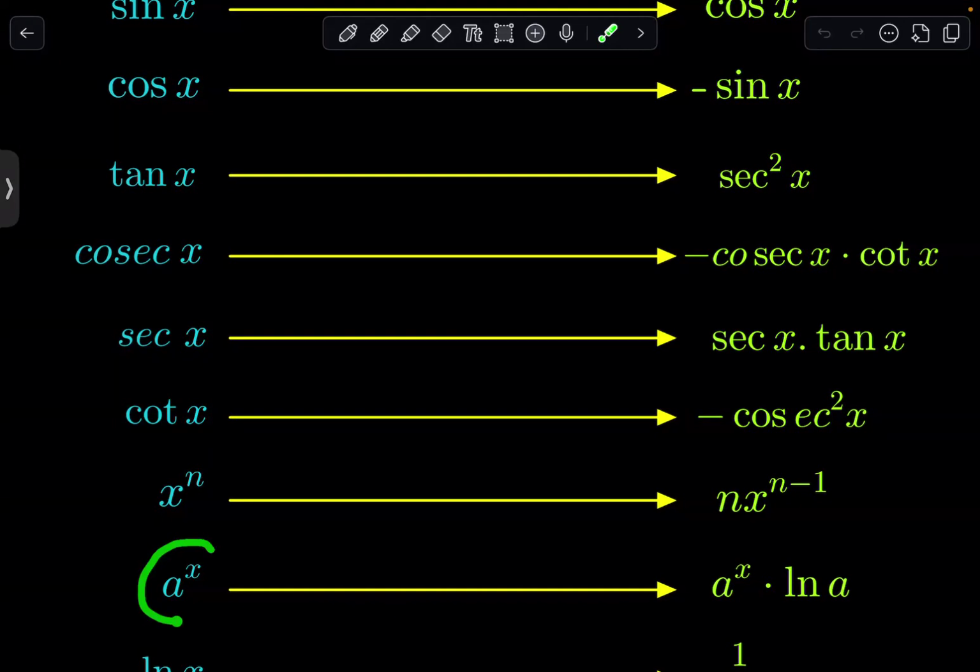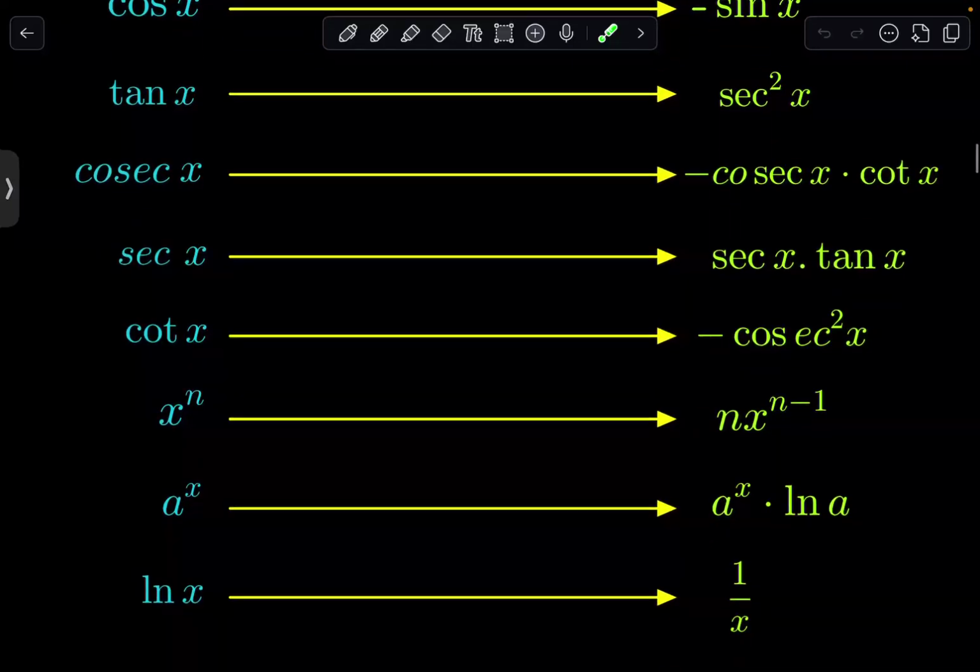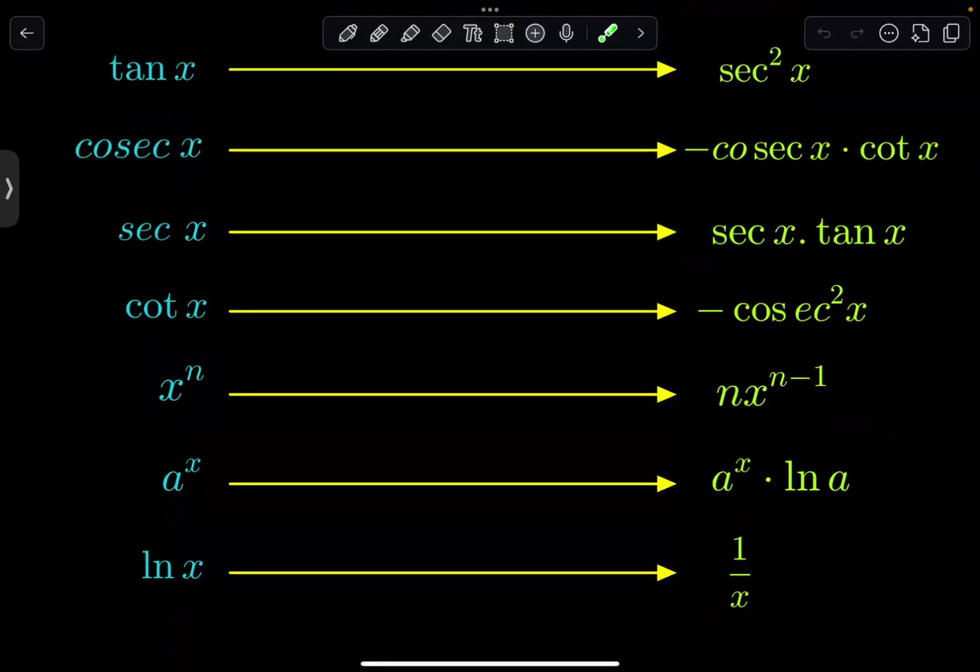So if we are dealing with some a to the power x, then the derivative will be a to the power x into natural log of the base. And as per our consideration, a being positive, the log of this positive base a is not at all problematic. The last reference is for the logarithmic form: if we take the rate of change of natural logarithm with respect to its variable, the rate of change will be the reciprocal of the variable.